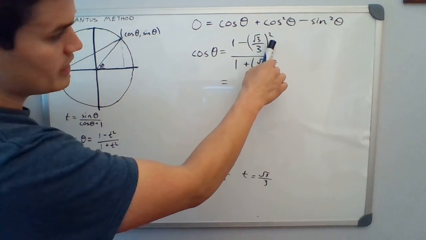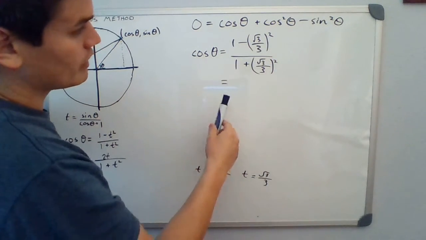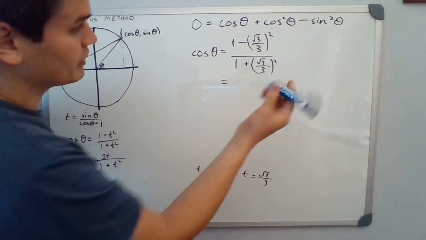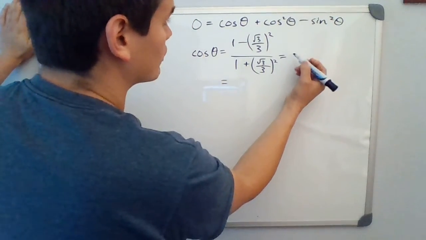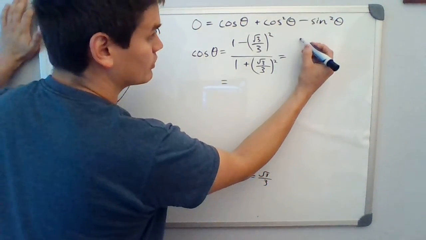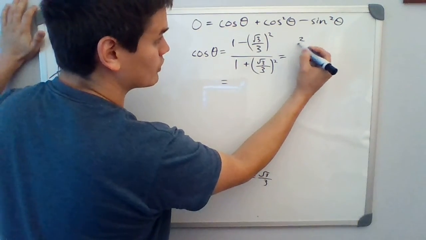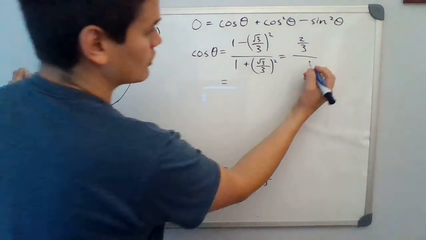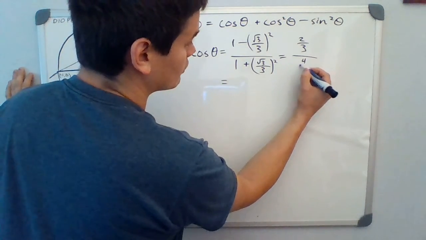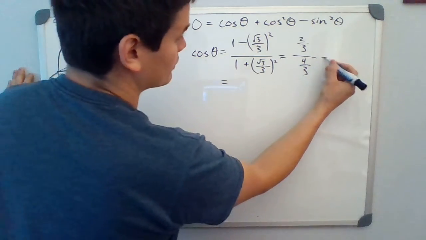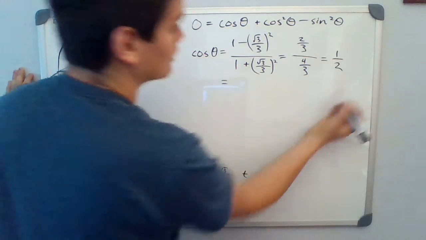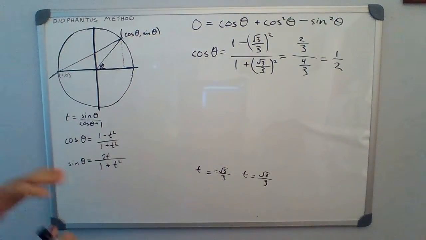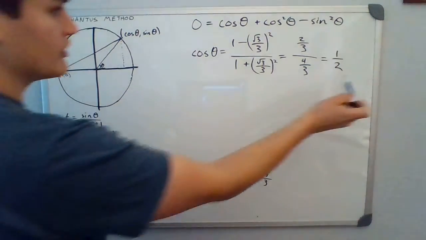So squaring this, I'm going to end up with 3/9, so 1 minus 3/9, and same here, 3/9. So 1 minus 3/9 over 1 plus 3/9. I'll just write it over here actually. So 1 minus 3/9 is 6/9, which is 2/3, divided by 1 plus 3/9, which is 12/9, which is 4/3. So 2/3 divided by 4/3 is going to be 1/2. Right? So we know cosine of theta is going to give us 1/2.